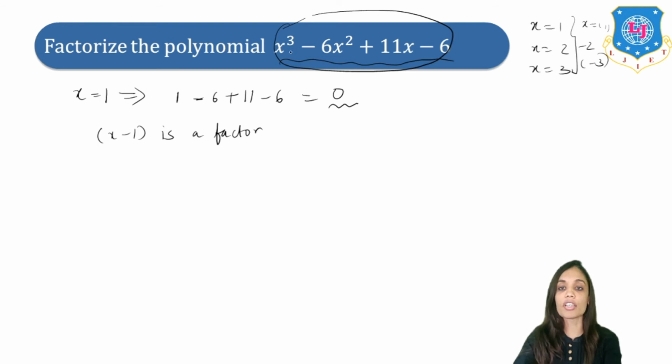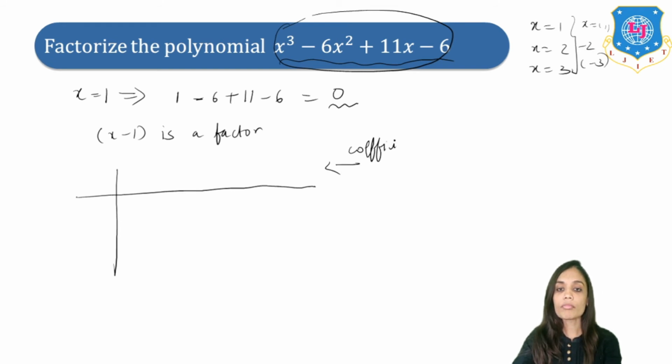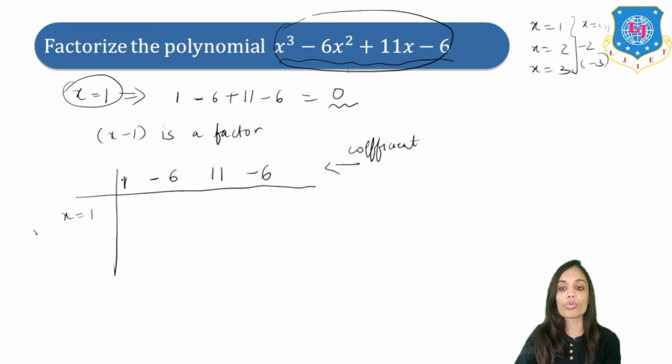Now to factorize further, if I have a cubic polynomial, I should have 3 factors, right? So in order to factorize further, we will write the coefficients over here. At this place I will put the first root, that is x is equal to 1. Let us write the coefficients. They are 1, -6, 11 and -6. Suppose in some example any term is missing, then at that place we will put 0. Remember that we should have a total of 4 values over here. If any of the terms is missing, we will put 0. That you have to remember.